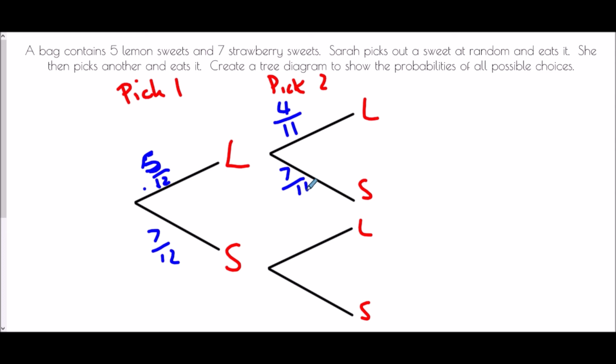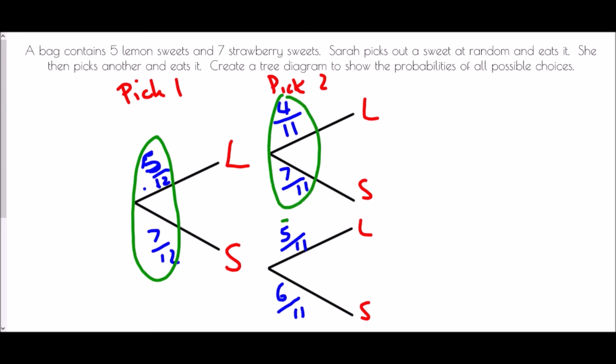At the bottom, this is suggesting that she chose strawberry first, and therefore there are still 5 lemon left, but we are down to 11 sweets. If she chose strawberry first and ate it, there is now 1 less. There are only 6 out of 11. Now again, if you have a look at the probabilities, these 2 probabilities add up to 1. These 2 probabilities add up to 1, and these 2 probabilities add up to 1. It is still the same situation, they must still add together to make 1.